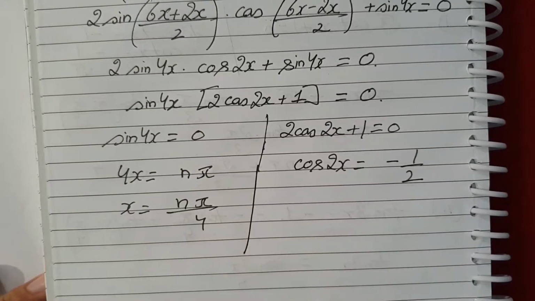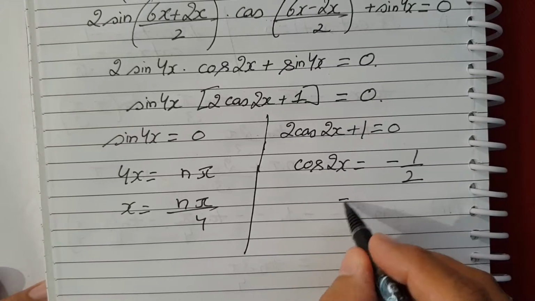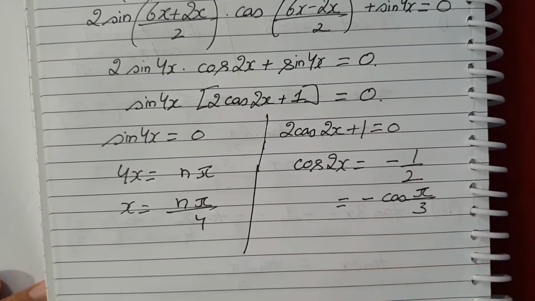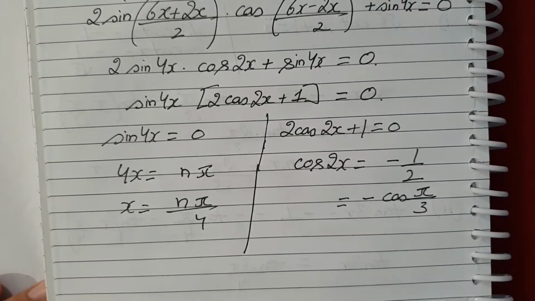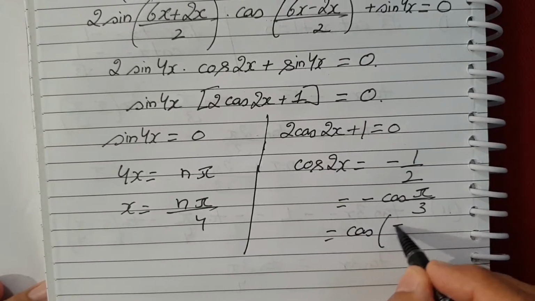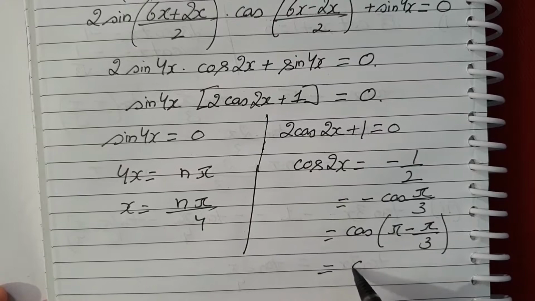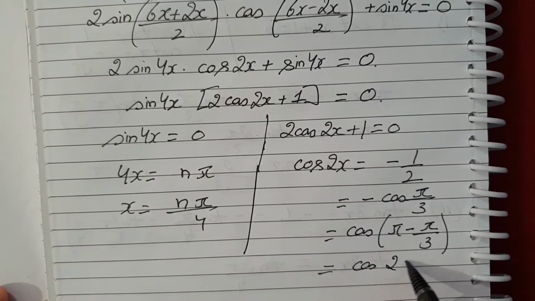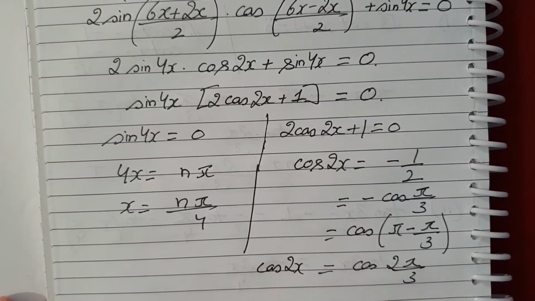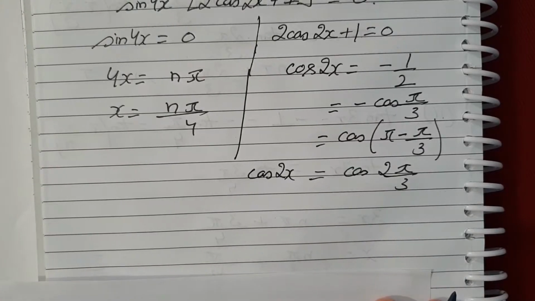Now for cos 2x equals minus 1 by 2. We can write this minus 1 by 2 as minus cos pi by 3. Now we know that cos is negative in the second quadrant. So you can write this as cos (pi minus pi by 3), which equals cos 2 pi by 3. So cos 2x equals cos 2 pi by 3.